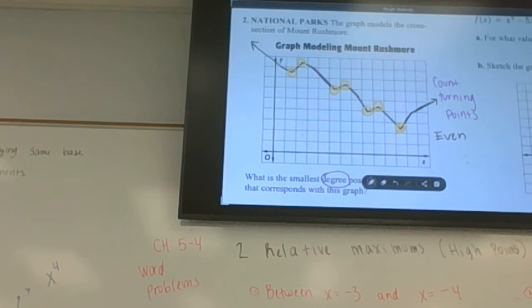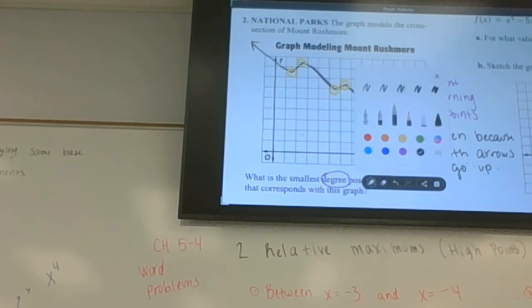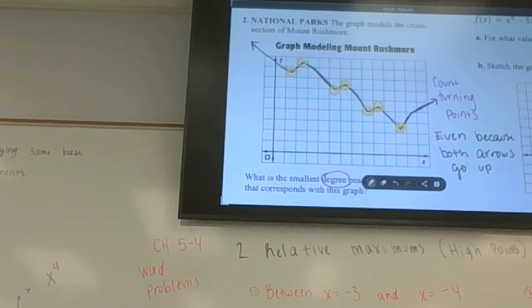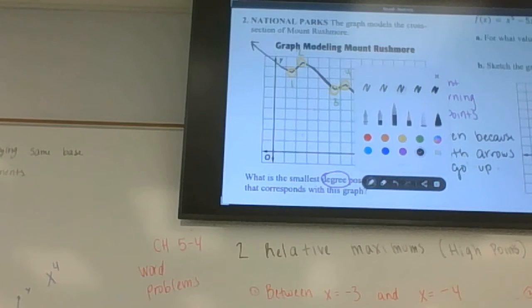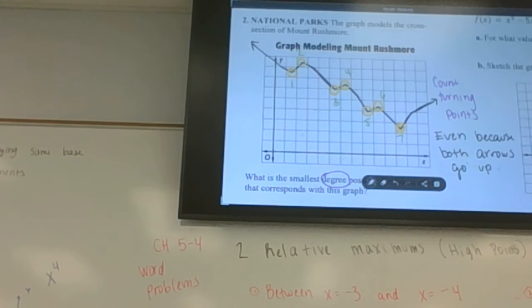It's got to be an even degree because both arrows go up. And we count 7 turning points. 1, 2, 3, 4, 5, 6, 7. 7 turning points.